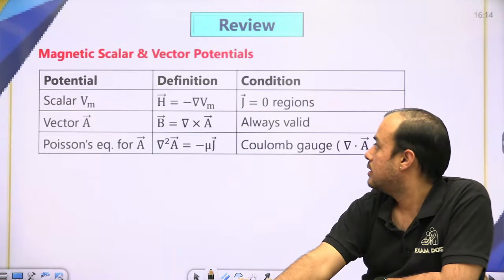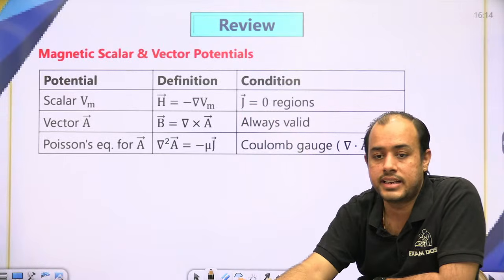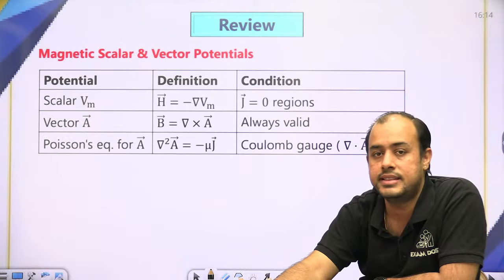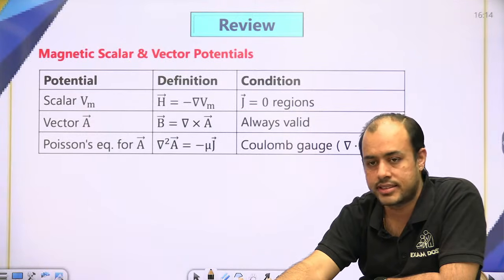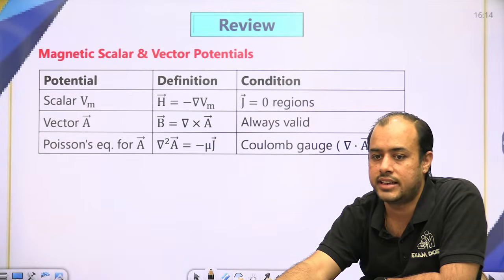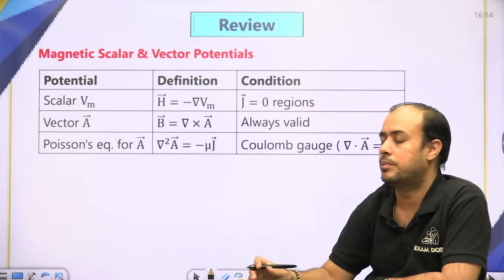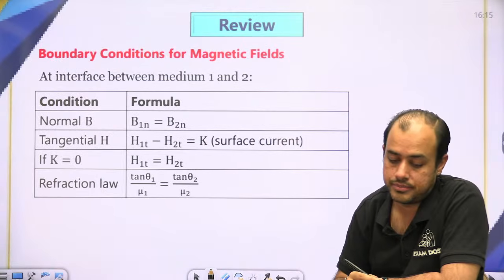Okay. Then beta, we saw the scalar potential, H is minus gradient of Vm, J is 0. And vector potential B is del cross A. This is always valid, but scalar potential is only valid in the region where current is 0. Poisson equation, del square A is minus mu J.